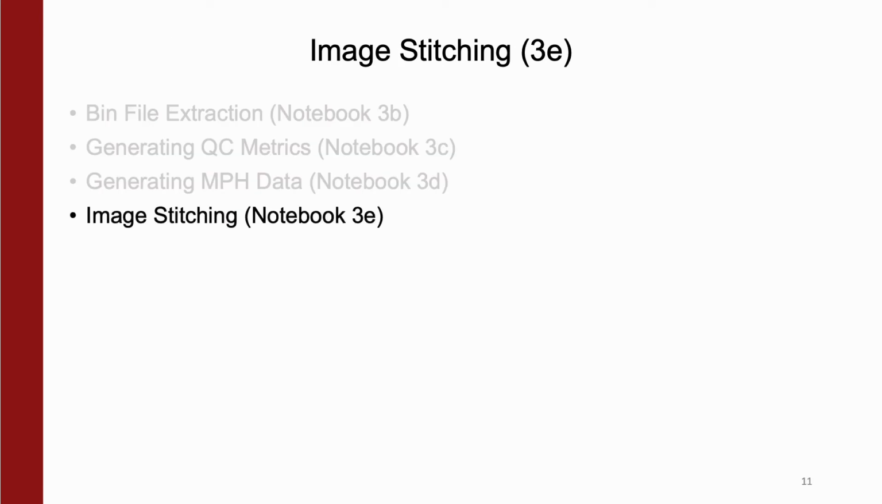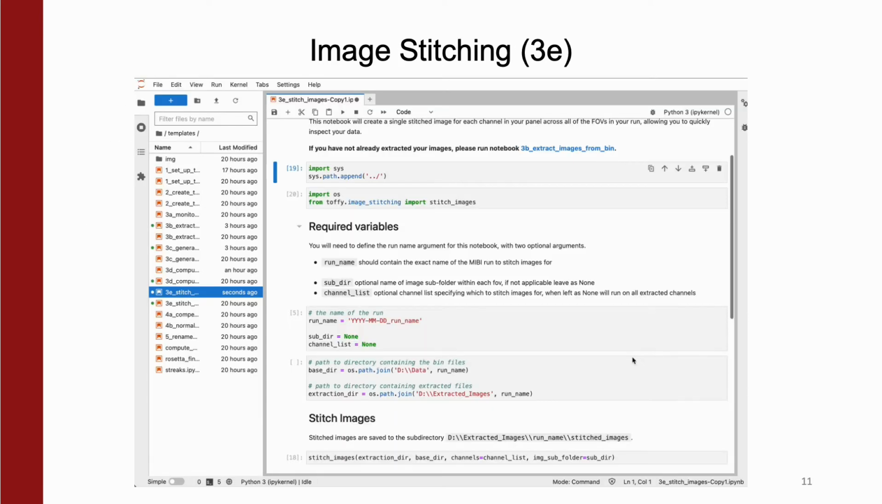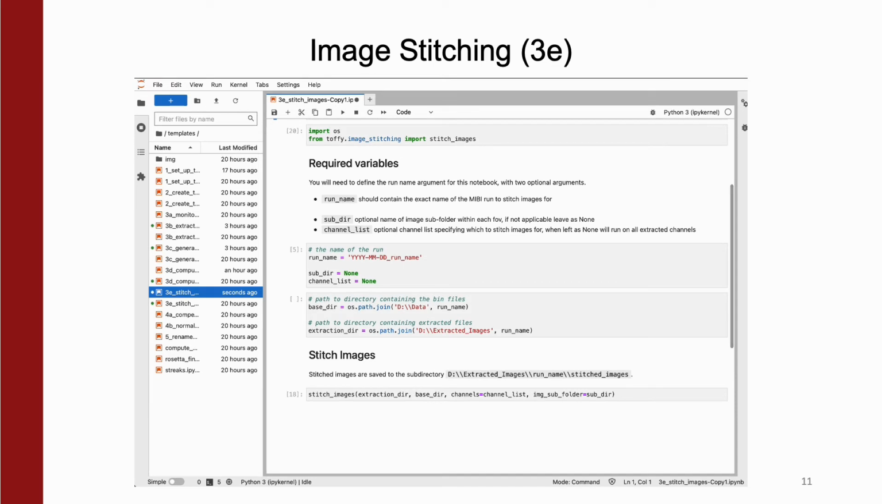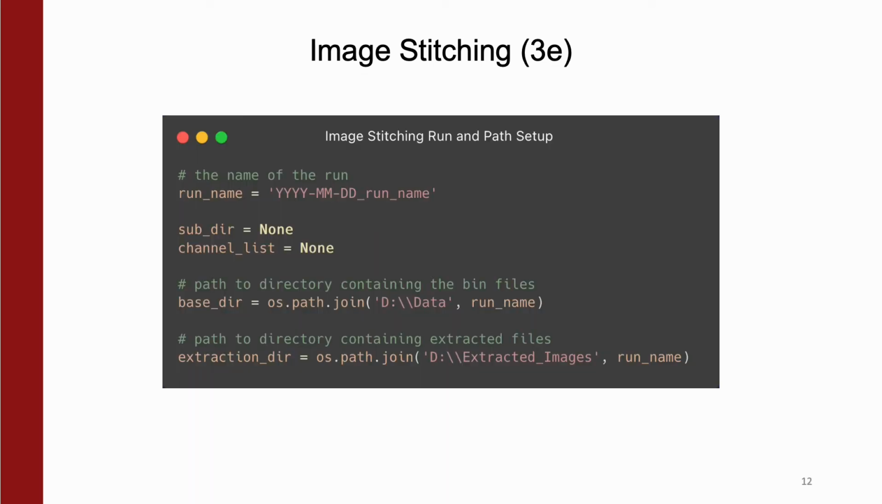Now we can go ahead and cover image stitching. Make sure you duplicate and open that notebook. Next, you will go ahead and set up the stitching run and then the paths. For the run name, this should be the exact name of the MIB run you wish to stitch the images for. And then the subdirectory is an optional parameter if there's a subfolder within each FOV. If this is not applicable, just leave it as none.